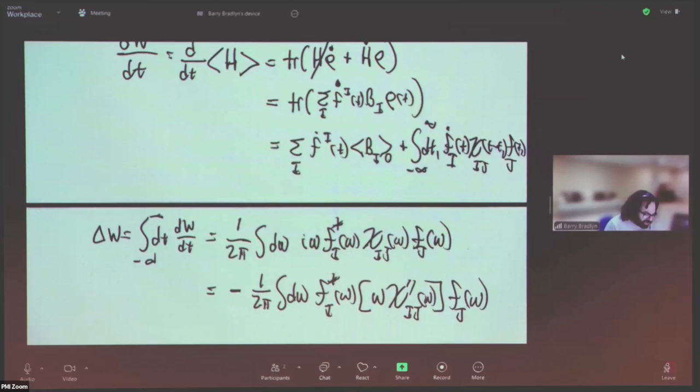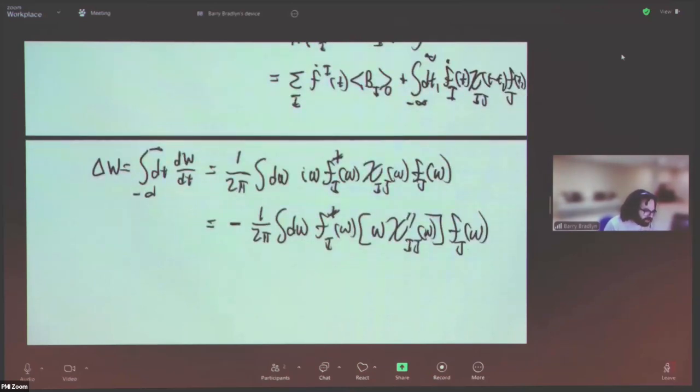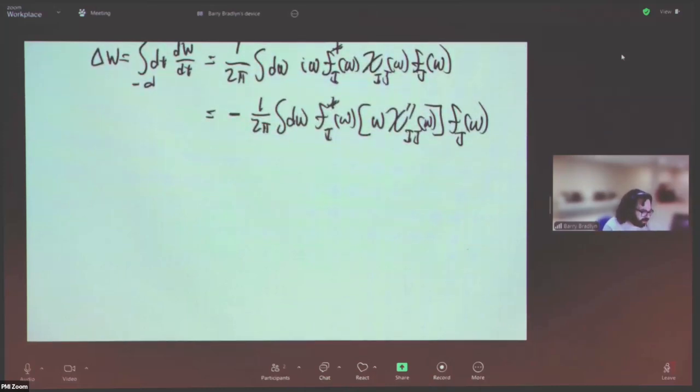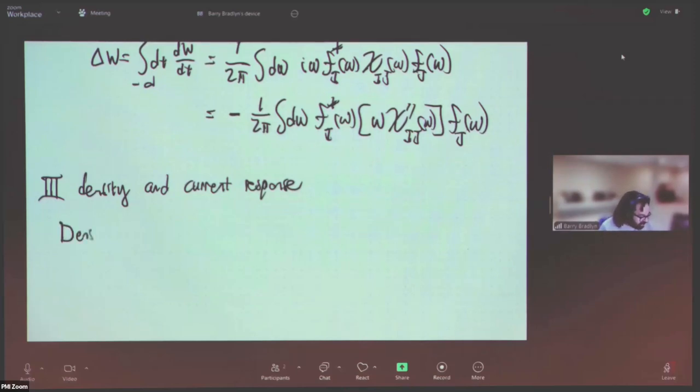Okay, so that's a lot of general theory of linear and mostly linear response. So now what we're going to do is turn to some particular response functions of interest, and we're going to introduce them now, and then in the next lecture, we'll see how the density-density response, and in particular the current response, are related to quantum geometry. So we'll start with density response.